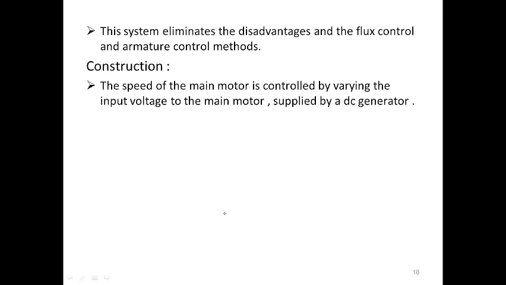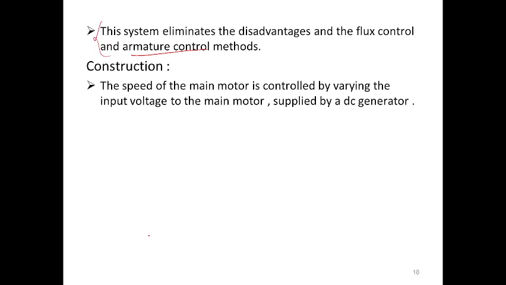In the armature control method, when we apply the load using armature speed control, it will affect the speed. By applying the load in speed control using the armature control method, it will affect the output and efficiency. So we can reduce these disadvantages by using the Ward Leonard system.